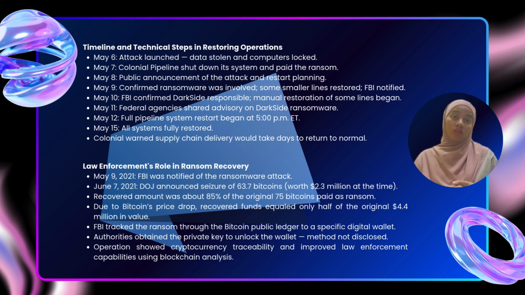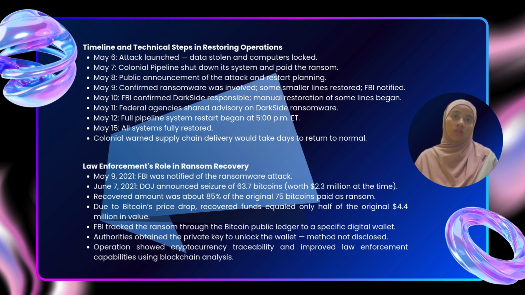So, the law enforcement's role in ransom recovery here. On May 9, 2021, the FBI was notified of the ransomware attack. On June 7, 2021, the DOJ announced seizure of 63.7 bitcoins, which were worth $2.3 million at the time. The recovered amount was about 85% of the original 75 bitcoins paid as ransom. Due to Bitcoin's price drop, the recovered funds equal only half of the original $4.5 million in value.